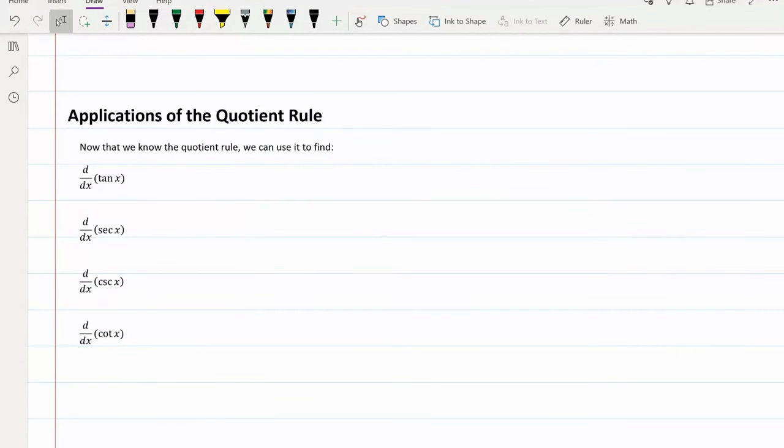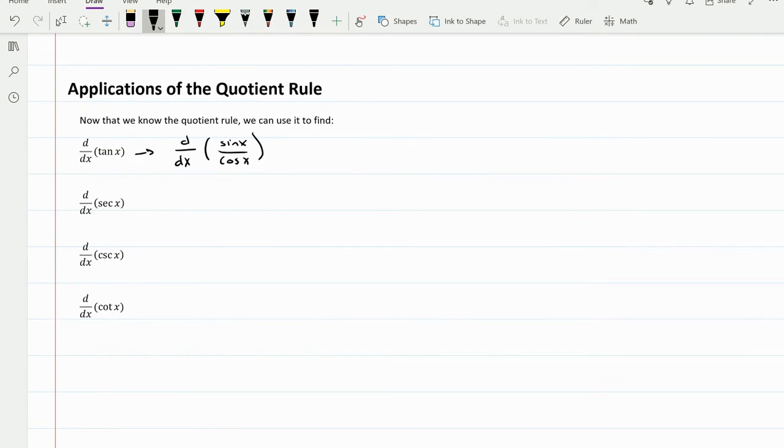So let's move on, page 19 in our ebook. Now that we have the quotient rule and we know some other ways to rewrite tangent, secant, cosecant, and the cotangent functions, we can use this information to now come up with their derivatives. So we know that tangent can be rewritten as sine of x over cosine of x. Pause the video here and come up with the derivative for your tangent function.